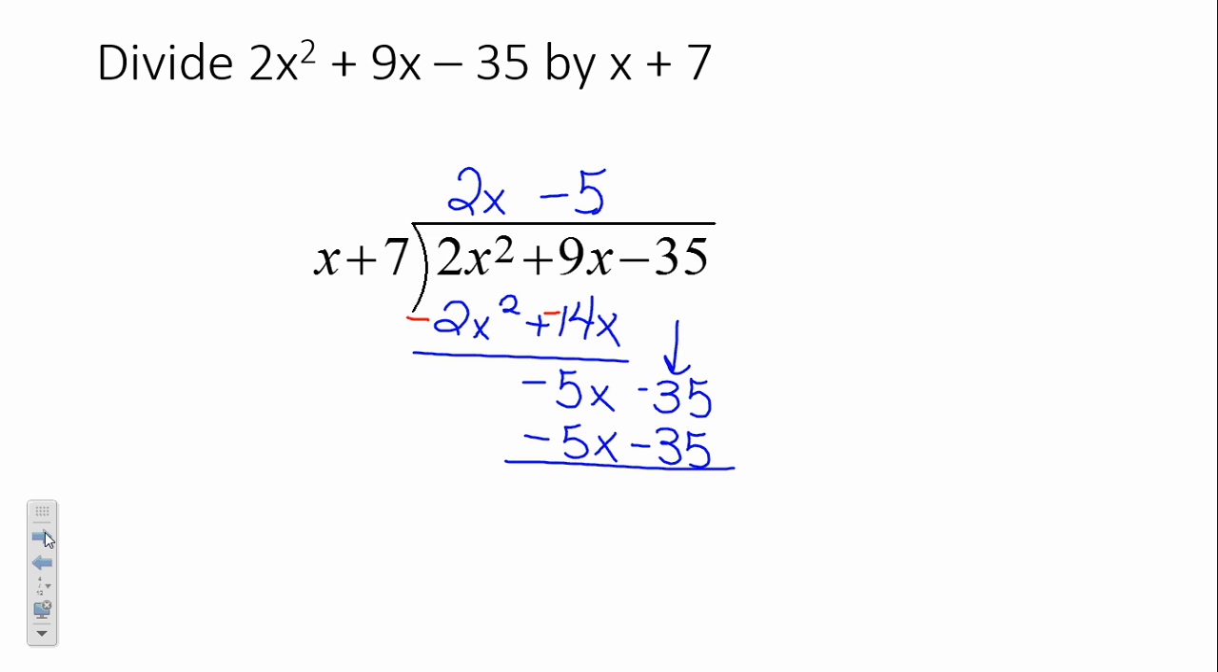Let's change the signs. So when we change the signs, this becomes positive, and we get a 0 again, right? So those guys are again factors. If I took 2x minus 5 times x plus 7, I get 2x squared plus 9x minus 35. Okay? Guys okay with those? All right, I want you to practice for a bit, and then I'm going to give you a little tougher one. Okay, so work on numbers 3 and 4.